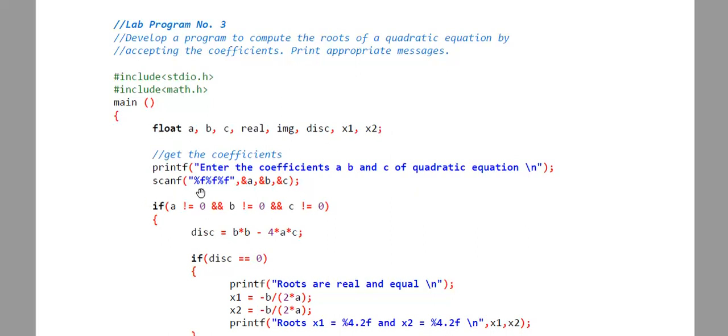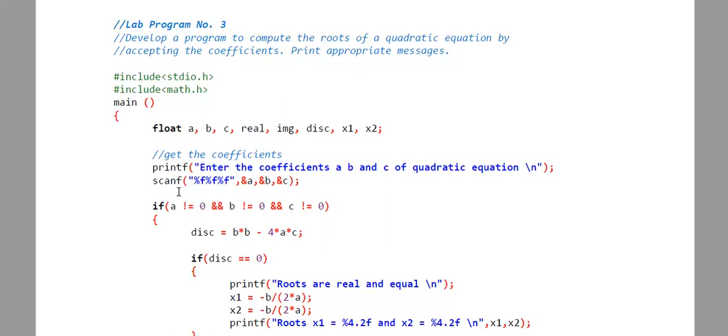Now, first we will display a message to the user saying that the program requires three inputs. So, printf is the display output statement. It will display: enter the coefficients a, b and c of a quadratic equation. The user will enter the three values a, b, c. And then using the scanf function, we will read the input values for a, b and c.